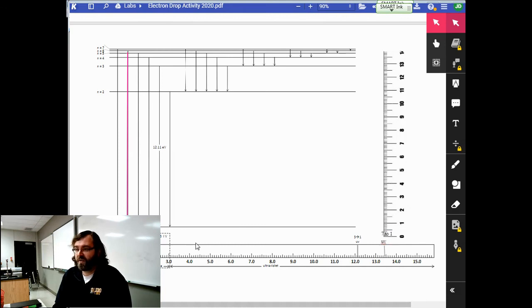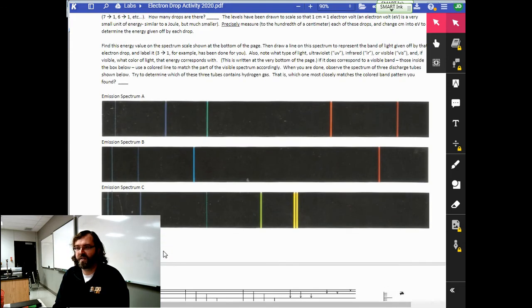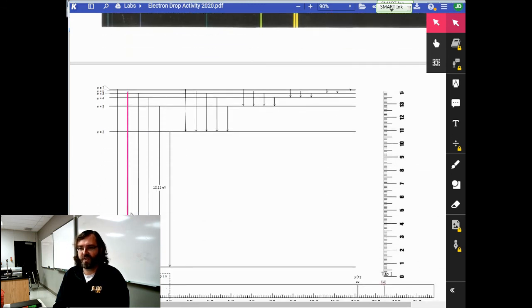So I'm going to do that for each of the lines, each of the arrows on the electron drop activity. That's going to give me some lines that are in the visible spectrum right here on the graph. And then I'm going to match that up to one of these emission spectra that matches to hydrogen. So I'm going to get some colors again that are in the ROY G. BIV portion. I'm going to be able to answer that final question.